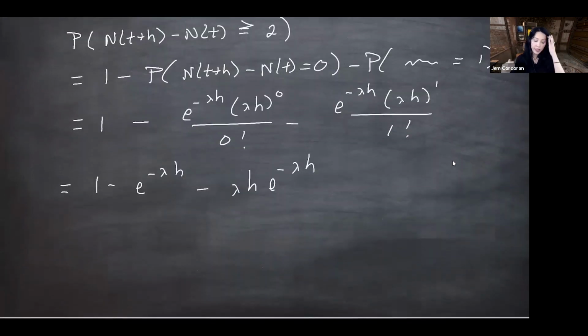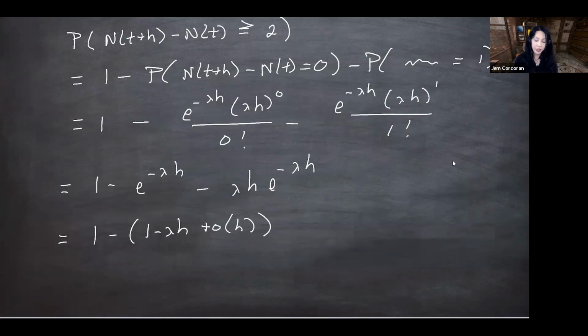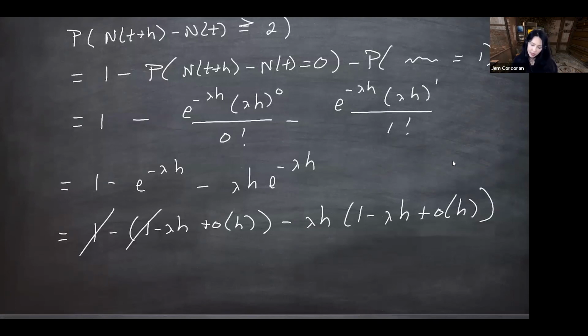To simplify this, you could start writing out your Taylor series again, but we already know that e to the minus lambda h is actually 1 minus lambda h plus little o of h. I don't have to do that, I could just write these all out as series, but we do already know that. And then we have minus lambda h times 1 minus lambda h plus little o of h. And so 1 cancels with the 1. This positive lambda h cancels with this negative lambda h.